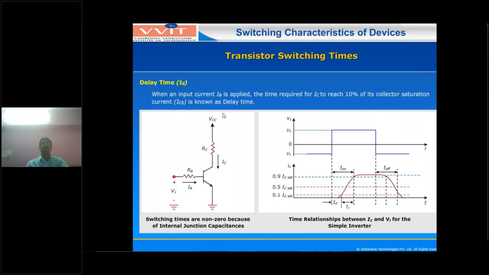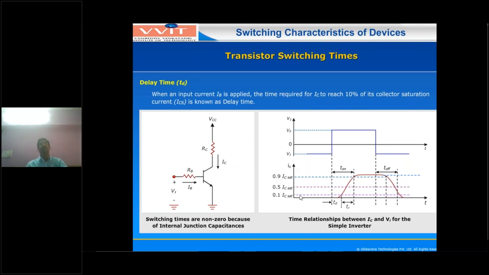This is a common emitter configuration. This is the input voltage waveform; as a simple example, we are applying one pulse waveform here. This is the point at T equal to 0. At T equal to 0 minus, the input voltage is negative, at the level minus V1. At this level, the transistor is in the cutoff condition, so IB is 0. IB equal to 0 means IC will also be 0, because IB and IC are related: IC equals beta into IB.